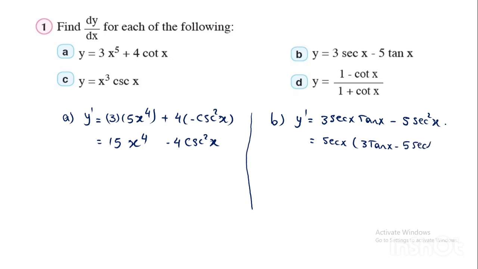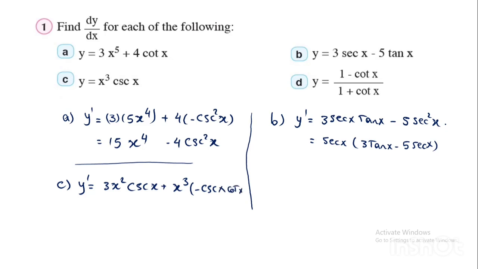Proceeding to part C, y equals x cubed cosecant x. We will use the product rule, the derivative of cosecant x and the power rule. So we have 3x squared times cosecant x, plus x cubed times the derivative of cosecant x, which is negative cosecant x cotan x, and that's it.